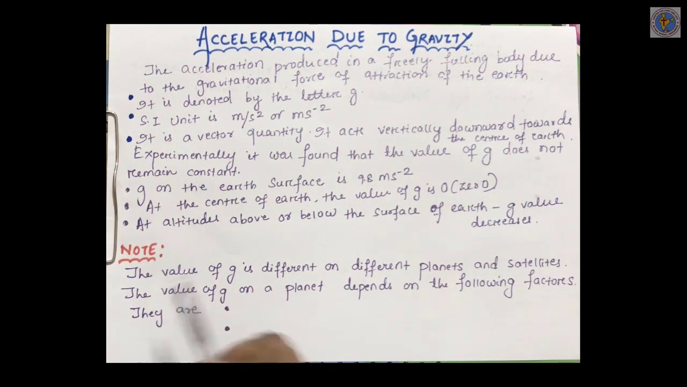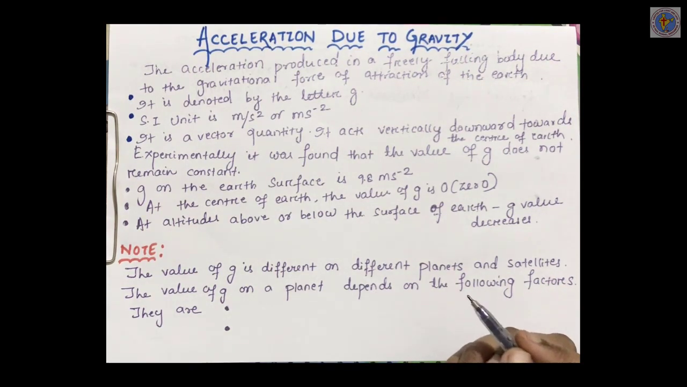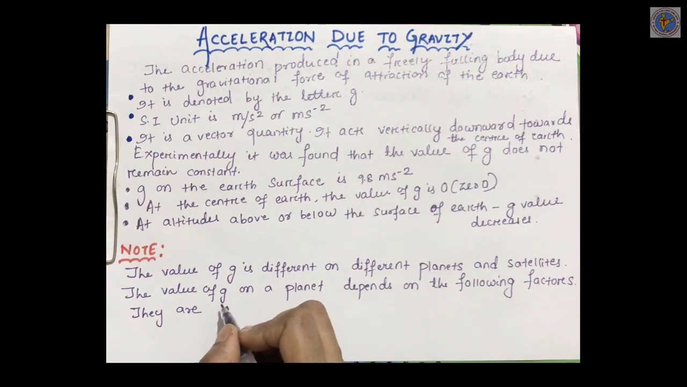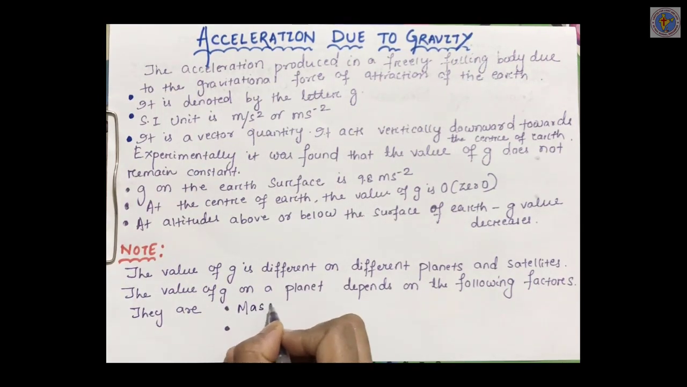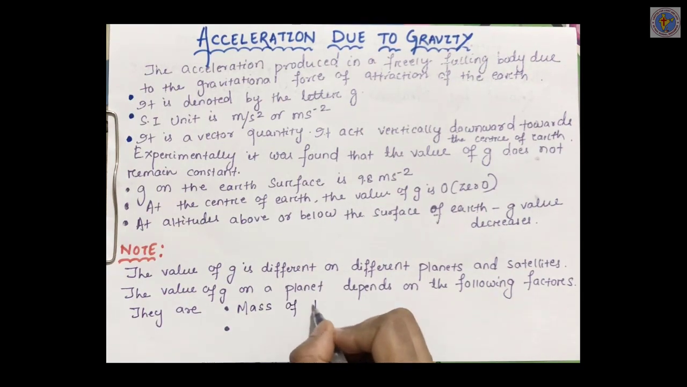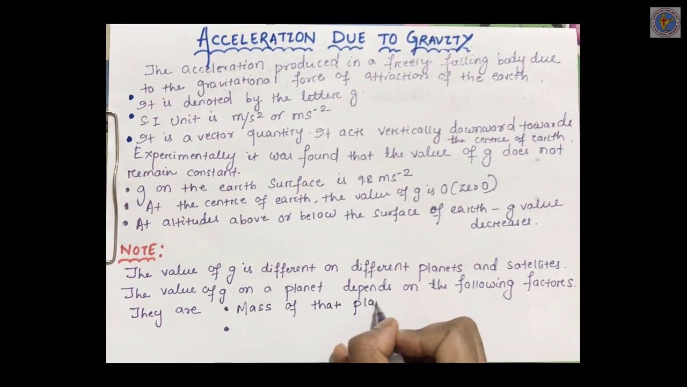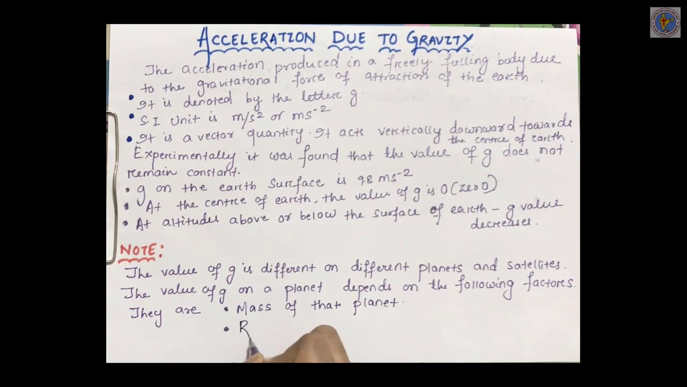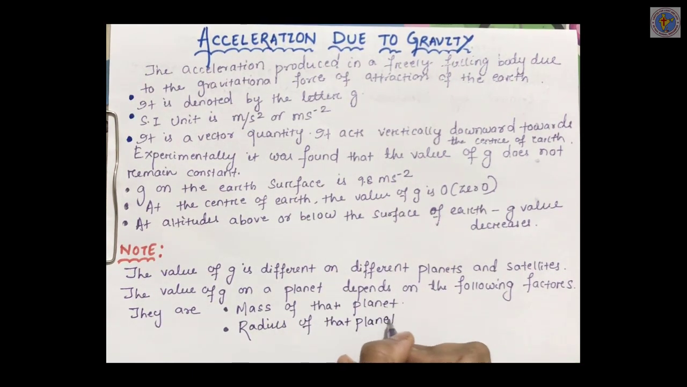Here you should know something important: the value of g is different on different planets and satellites. The value of g on a planet depends on the following factors. What are the factors on which the value of small g, that is acceleration due to gravity, depends on a particular planet or satellite? First one is the mass of that planet, and second one is the radius of that planet.